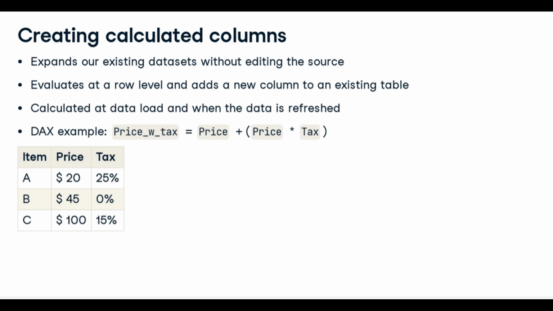Let's say we are trying to calculate price with tax. For this, we start by defining the column name, followed by an equals, and proceed to write our formula. In this case, price plus brackets price times tax, close brackets. In the table below, we can see this implemented in a real-world scenario.